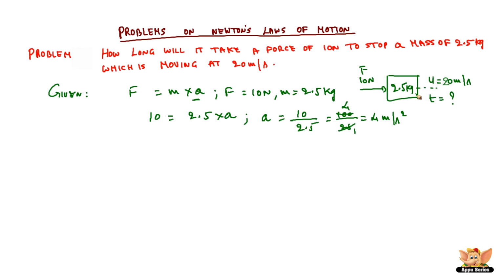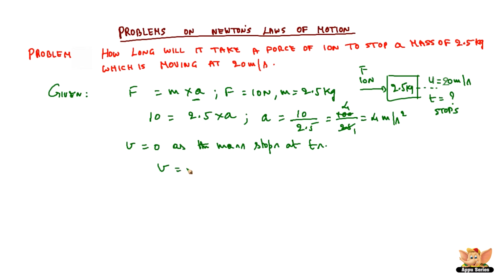The force 10 Newton is making the body stop. So at t, what happens to the body? It stops. Since the body stops, the velocity v is equal to 0, as the mass stops at t seconds.